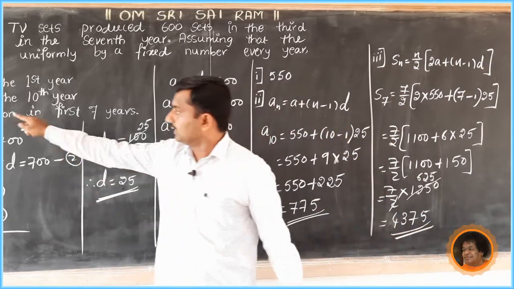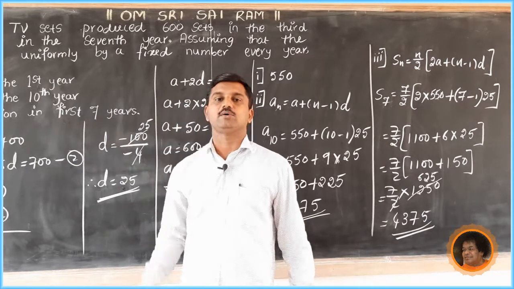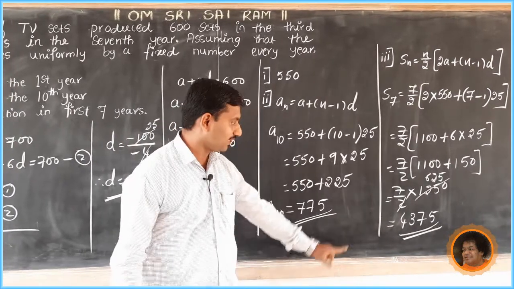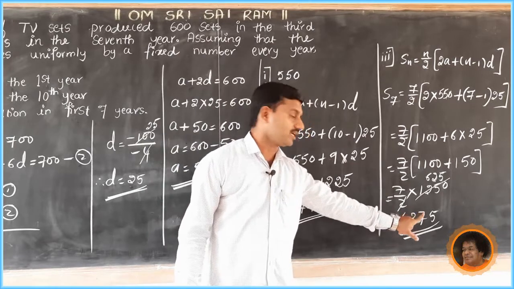4375. So, the total production in the first 7 years is 4375.